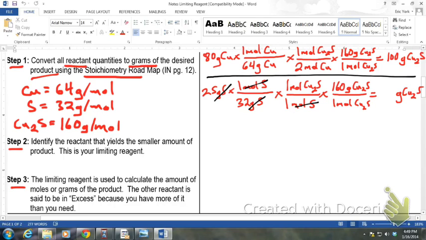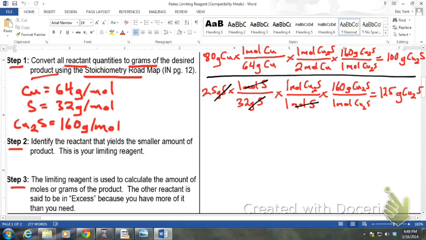Now at this point, the moles of copper 2 sulfide have canceled off, and we are now left with grams of copper 2 sulfide, which is exactly what we want. So now we can do the math behind this. So we have 25, multiply it by 160, and then the product of those two numbers divided by 32. That gives us 125 grams. So our final answer is 125 grams of copper 2 sulfide.